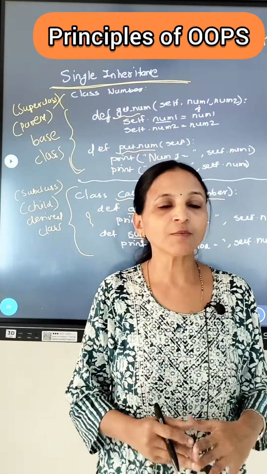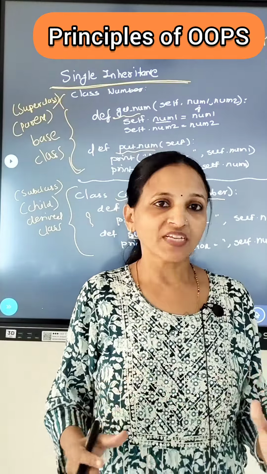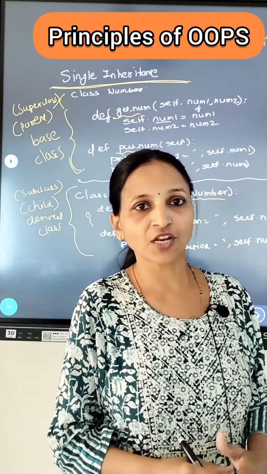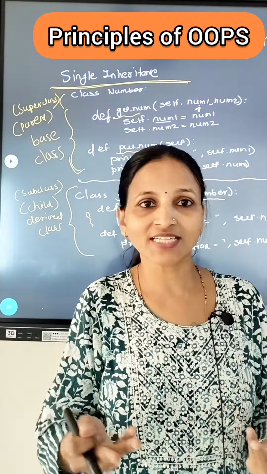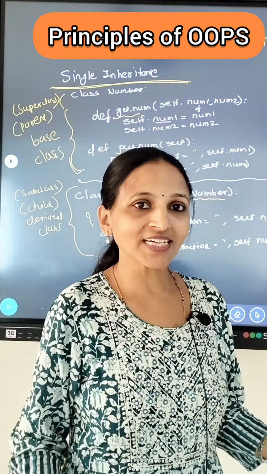Then polymorphism, one thing having many forms is the concept of polymorphism. Means we can write different functions having the same name but different arguments. That is the concept of method overloading, or you can call it function overloading. That comes under polymorphism.